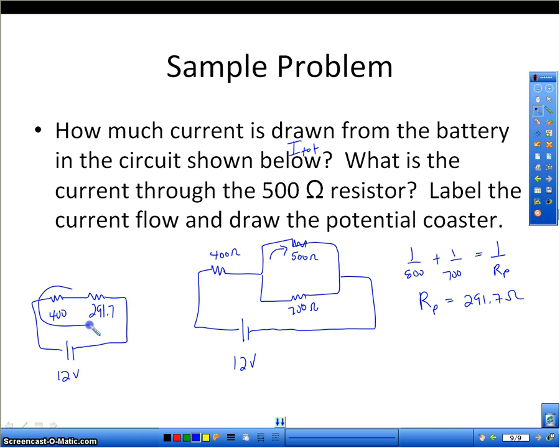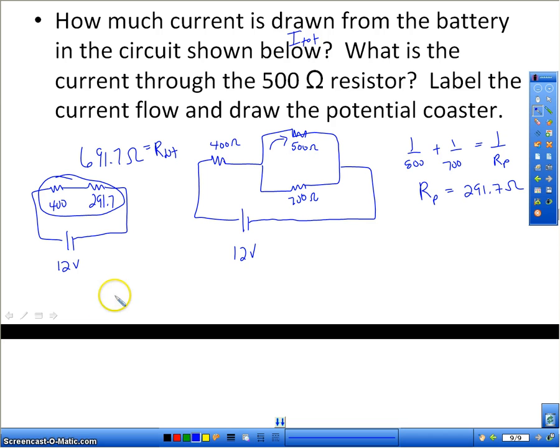I can then add these two together to get 691.7 ohms as my R total for my entire circuit. So 400 plus the 291. So I have my R total, which means I can now find my I total. My I total is 12 divided by my R total, 691.7 ohms. So that's going to give me 0.0173 amps of current coming out of the battery. So if I label that here, 0.0173 amps. That entire 0.0173 is going to travel through the 400.